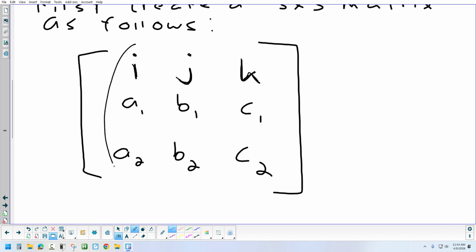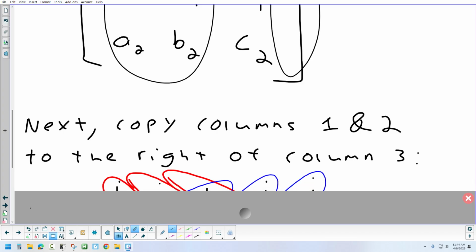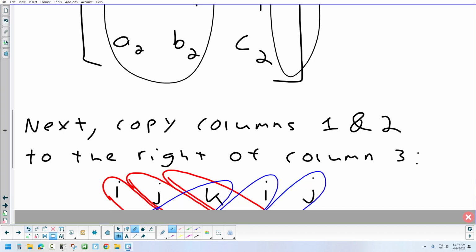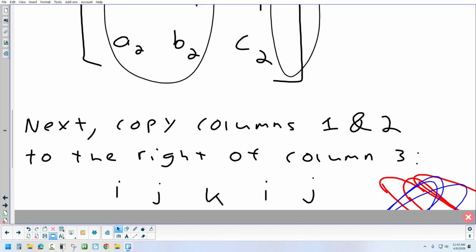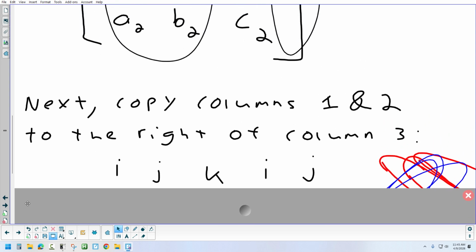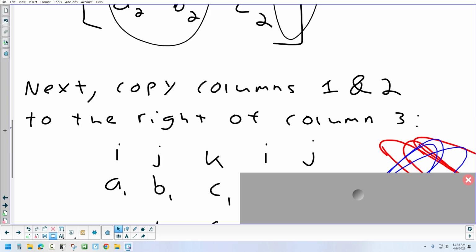So we're going to take these two columns and put a copy of them right next to it. So the top row, and I don't want you to worry about the things I have circled yet. We'll get to that. So now the top row is going to say IJK, and then you're going to copy the first two over again, IJ. Okay. Second row, A1, B1, C1. And then what are the next two going to be? A1, B1, yep.